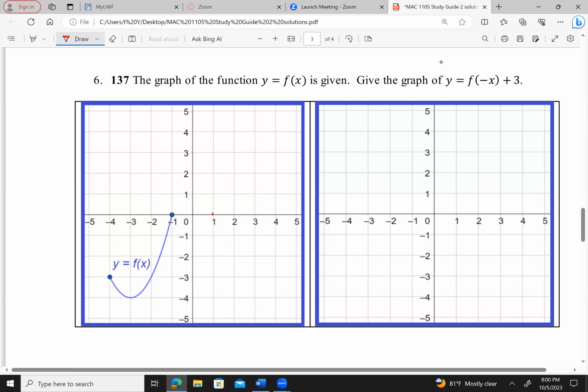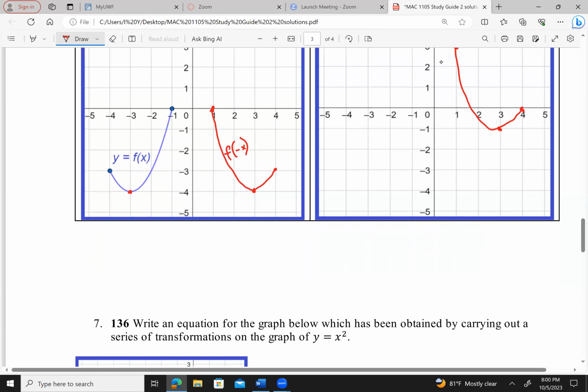So this is f of -x. Then I need to move it up 3. So we go 1, 2, 3. I go 1, 2, 3, and 1, 2, 3. And that is my final position.